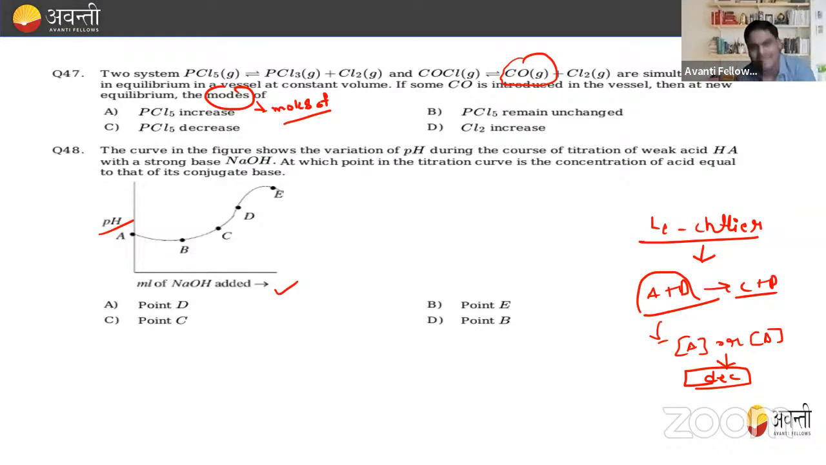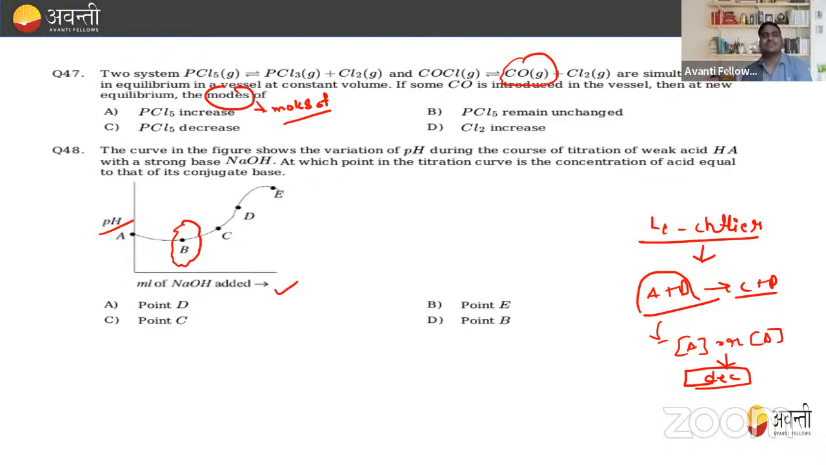So the question asks, at which point in the titration curve is the concentration of acid equal to that of its conjugate base, right? So the correct option is D, that is point B. Why? Point B represents exactly the half neutralization of the acid, right? At this point, the concentration of acid left and its conjugate base are equal. So this point is our required answer for this question.